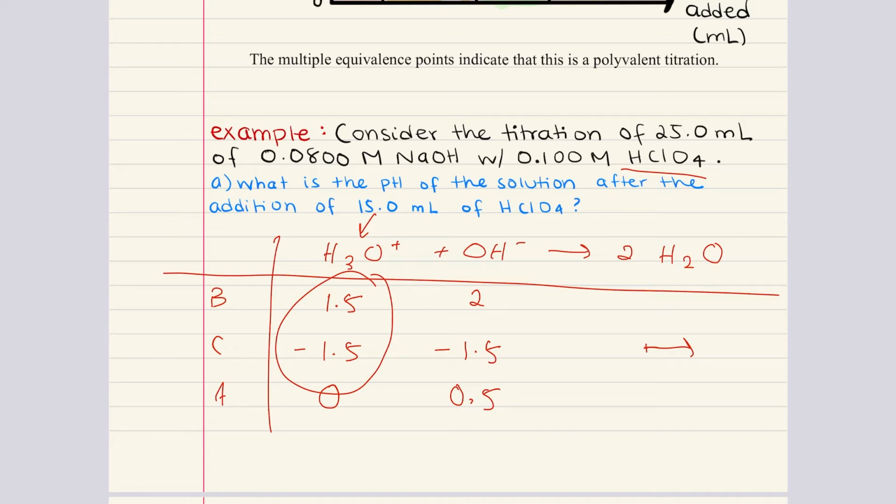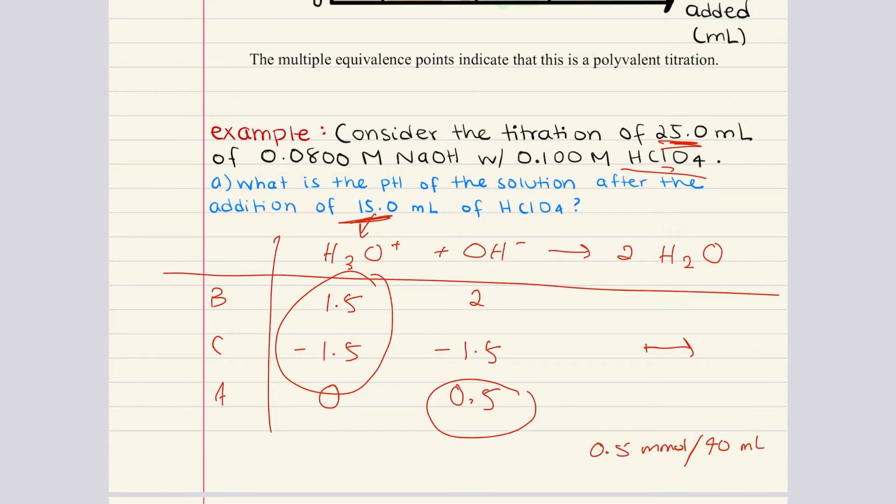So this is going to be important because this after line is going to help us determine the pH. After the acid-base reaction occurs, we have 0.5 millimoles of hydroxide ions that remain. Now we can divide this by the total volume of the solution. That's going to give us the concentration of hydroxide ions. From that, we can get pOH, and then we can get pH. So let's take this value, 0.5 millimoles, and divide it by the total volume in milliliters, which is just 15 plus 25, and that is equal to 40 milliliters.